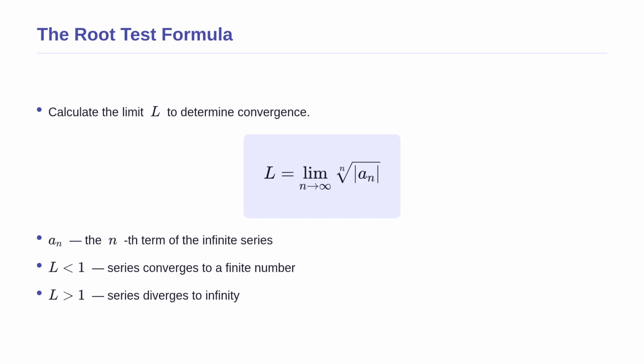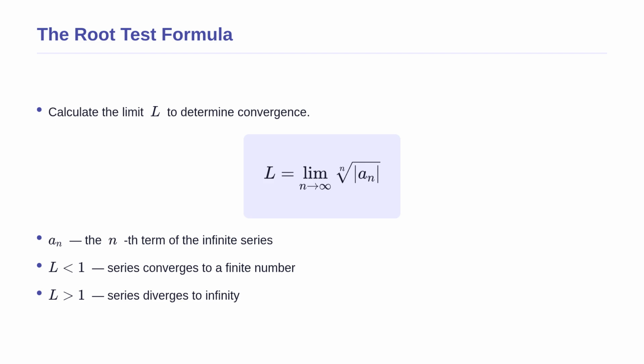Now that we understand the goal, let us look at the mathematical formula. The test requires us to calculate a limit, which we call L. We find L by taking the limit as n approaches infinity of the nth root of the absolute value of the nth term. The absolute value ensures we only deal with positive quantities. The nth root essentially asks what number multiplied by itself n times gives the value inside.